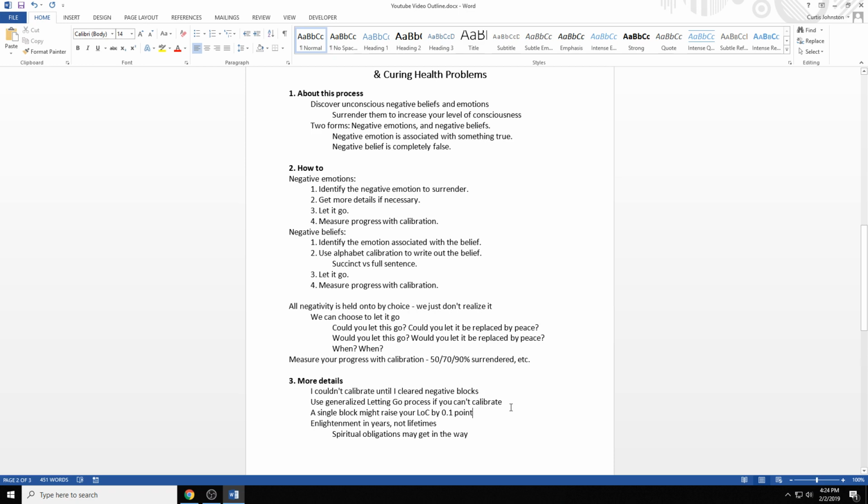However, it's not all as simple as that. I mean, it is simple, but the reality is that life can get in the way, and also spiritual obligations can get in the way. So, little example from my life. I usually do this several days a week, not every day, but usually I will surrender at least one negativity within myself, maybe like every other day.